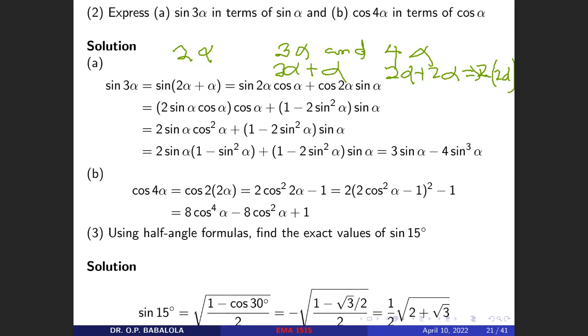You can try to check if the answer will be the same. I didn't check that. If you use 4 alpha minus alpha, it should work, because 4 alpha minus alpha is also the same thing as 3 alpha. It may actually go the long route, okay?